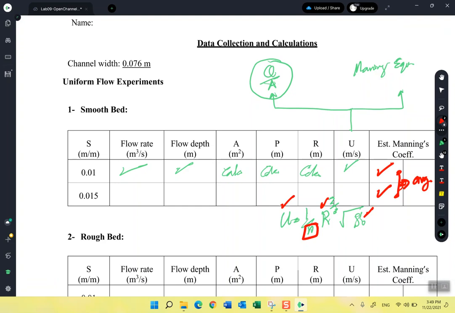So I just want you to tell me if you think that the Manning coefficient should change or shouldn't change with the slope, based on what you understood and based on what you know about Manning equation.